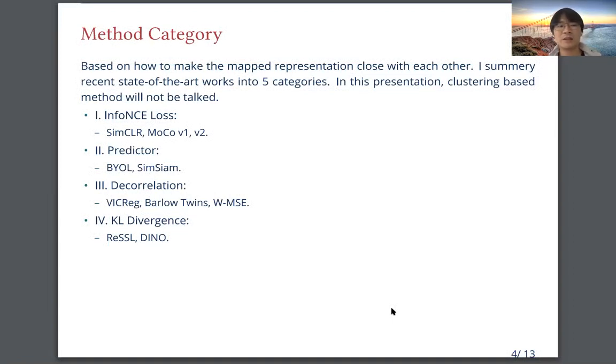Recently there are many works in this field based on how to make the mapped representation, we also call it embedding, close to each other. I summarize recent state-of-the-art works into 5 categories. And in this presentation, we will not talk about the clustering-based method. So the first is InfoNCE loss, the second is Predictor, the third one is Decorrelation-based, and finally the KL Divergence-based loss.